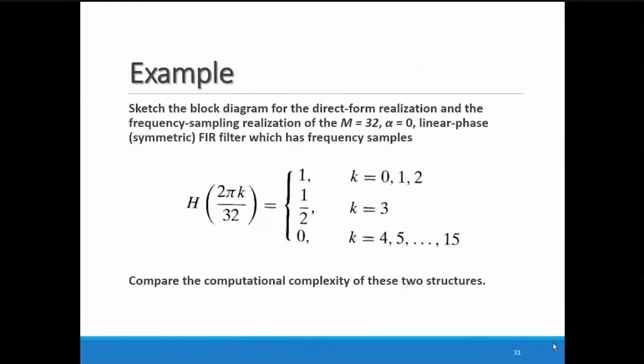Okay, now write down this example. Sketch the block diagram for the direct form realization and the frequency sampling realization of the M equal to 32, alpha equal to 0, linear phase or symmetric FIR filter, which has frequency samples H of 2 pi k by 32 equal to 1 for k equal to 0, 1, 2, 1 by 2 for k equal to 3, and 0 for the values of k from 4 to 15. Compare the computational complexity of these two structures.